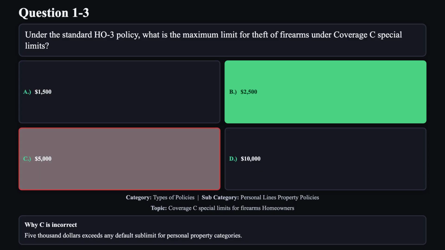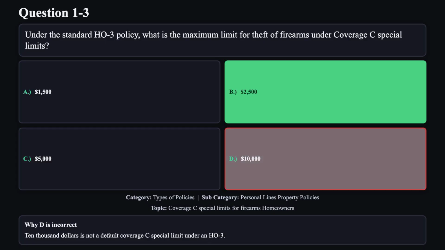Reason C is not correct. $5,000 exceeds any default sublimit for personal property categories. Reason D is not correct. $10,000 is not a default coverage C special limit under an H03.